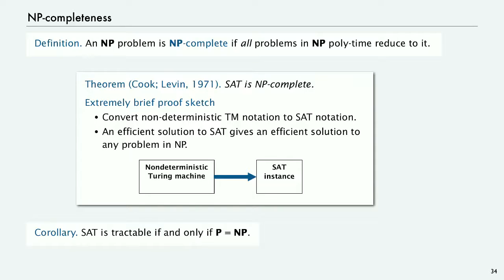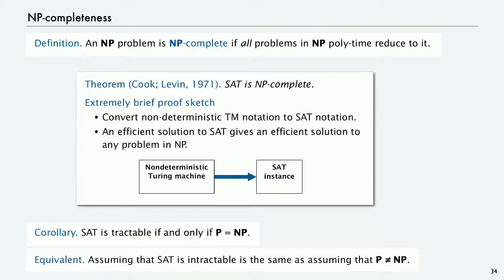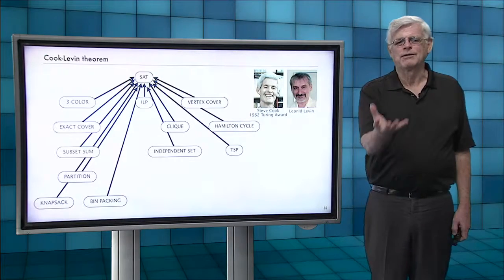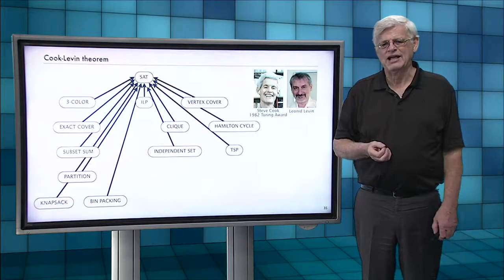The corollary to this means that SAT is tractable if and only if P is equal to NP. Of course, if P equals NP, it's tractable, but also if SAT is tractable, then all the problems in NP are tractable. And that means P equals NP. Or another way to do it is to say, that assumption that SAT's intractable is very much the same as assuming that P is not equal to NP. And in terms of the practical problems, here's what this theorem says. It says that all those problems of Karp's are going to reduce to SAT.